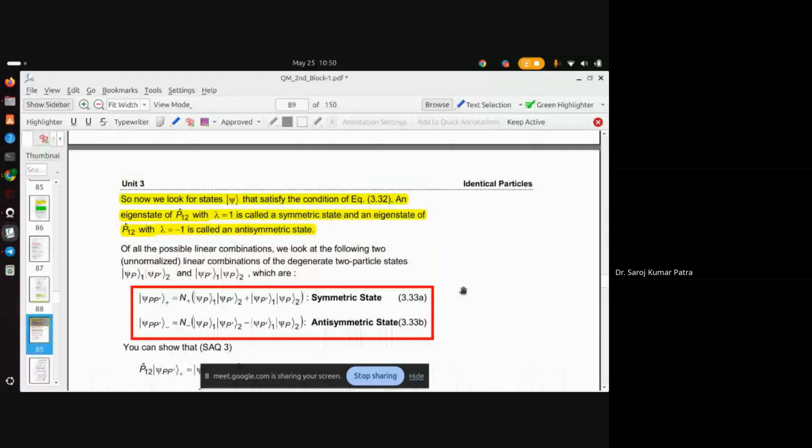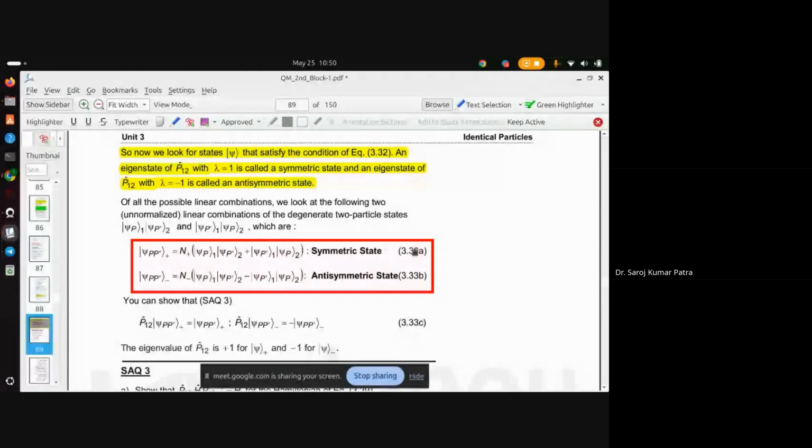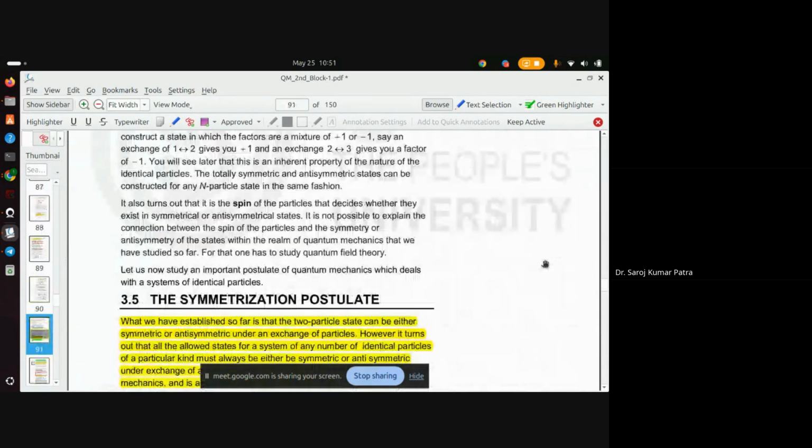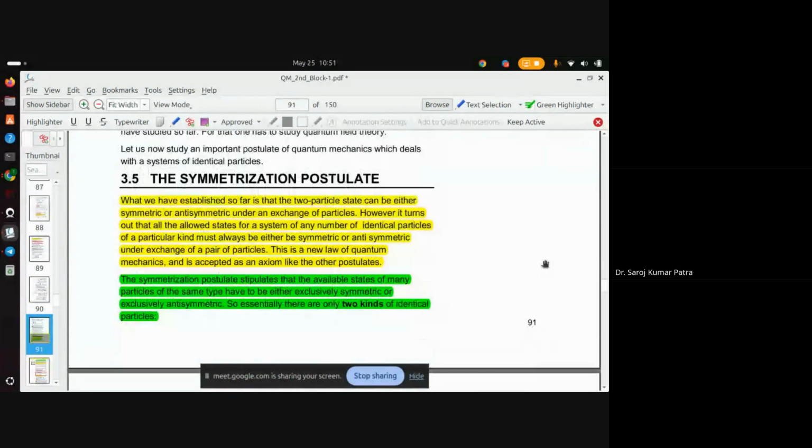And if we try to express them again in terms of symmetric and antisymmetric states, in the symmetric case we have to take a plus sign over here, and in the antisymmetric case we have to take a negative sign over here. So this will be antisymmetric and this will be symmetric. You only have to remember that in the symmetric case the linear combination has a plus, and in the antisymmetric case it has a minus. So what is the symmetrization postulate saying? It is almost like another postulate of quantum mechanics.